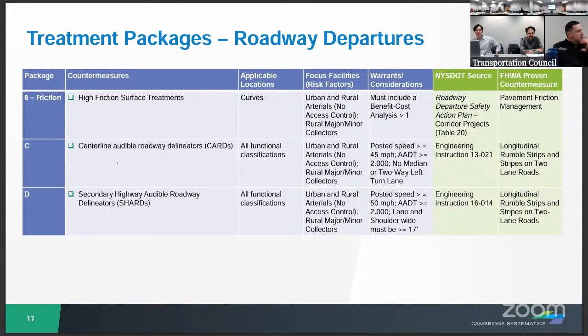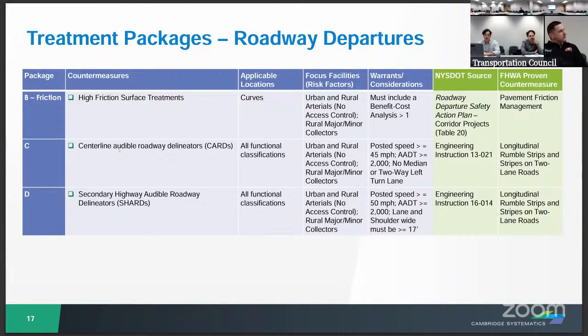High friction surface treatments. I just want to note this is one case where it does require a benefit cost analysis. And then lastly, audible delineators, both along the center line for reducing head-on collisions, or on the edge lines for lane departures as well. Those are actually NYSDOT's first approved systemic countermeasures. I saw that in a couple of memos from a number of years ago.